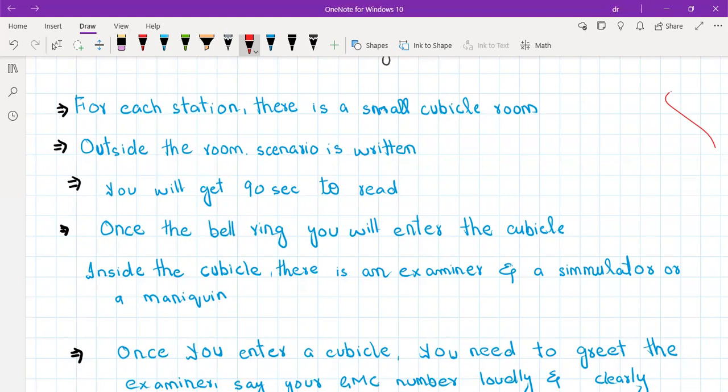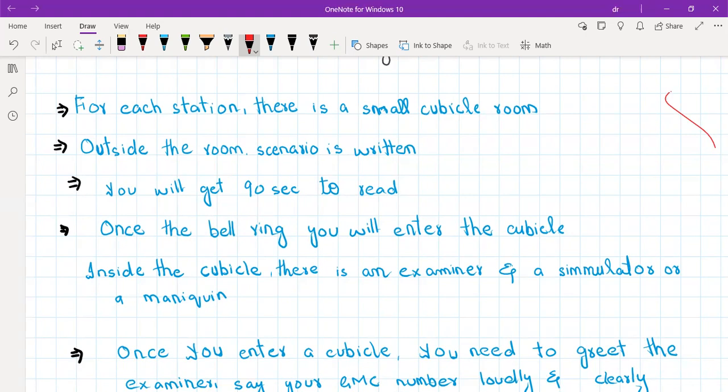Okay, once 90 seconds are complete, a bell will ring and it will ask you to enter the cubicle. Okay, so you will enter the cubicle. When you enter the cubicle, there are usually two people. One is an examiner and the other is a simulator. We call them simulators because they are not real patients, they are just actors and they are simulating.